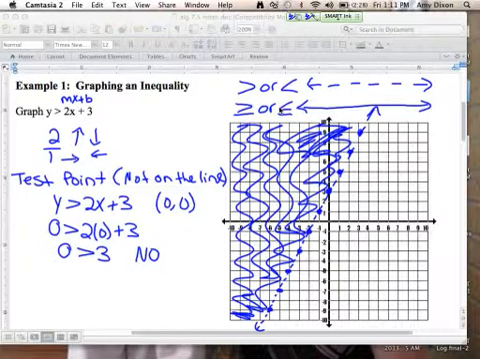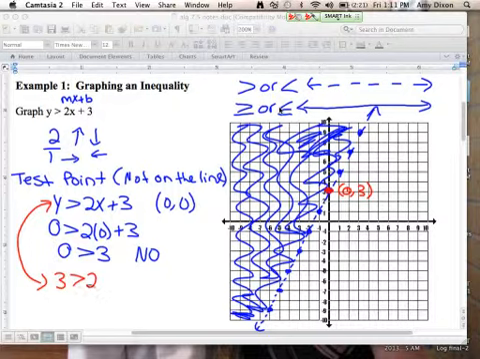Let's test one and see. Let's pick a point on the line. How about, we'll pick this one, 0, 3. Let's test it and see what we get. If I plug that in up here, 0, 3, I'm going to get 3 is greater than 2 times 0 plus 3. So I'm going to get 3 is greater than 3. Is that true? No. That's why it's a dashed line.